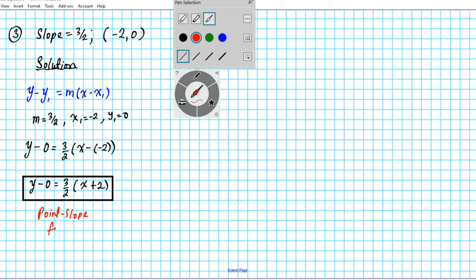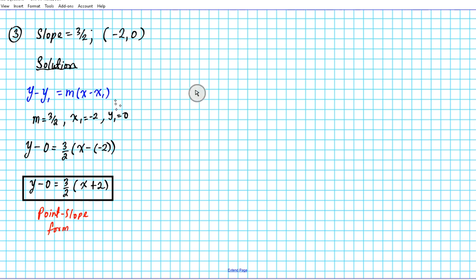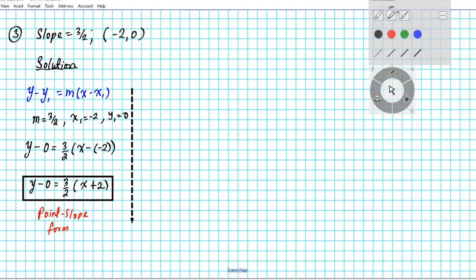We also need the slope intercept form. Let's go ahead and figure out what that is. So we know the drill. To get the slope intercept form, we're going to simplify and isolate y. So we're going to convert to slope intercept form.